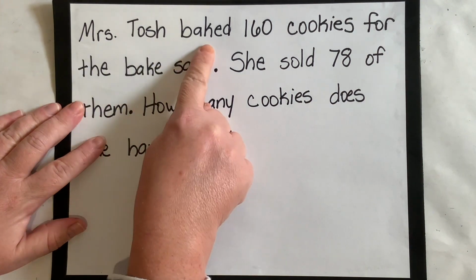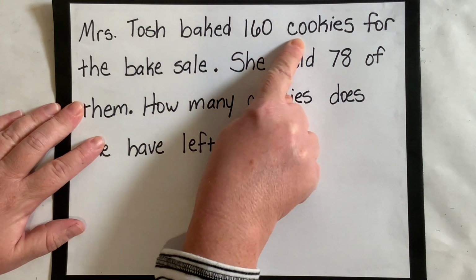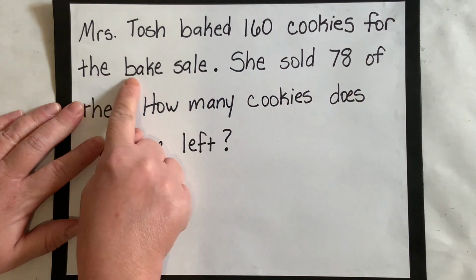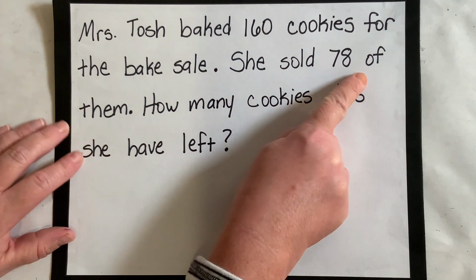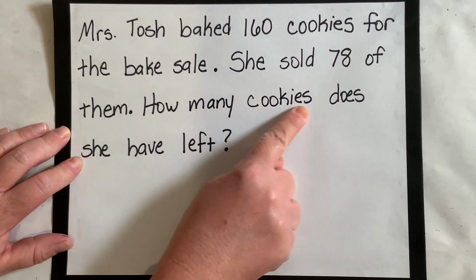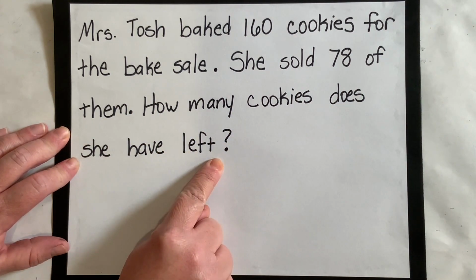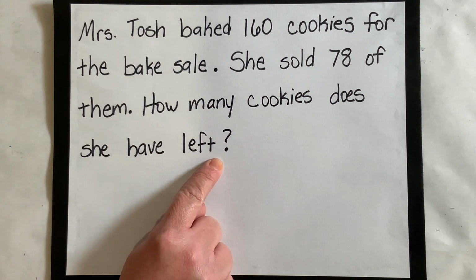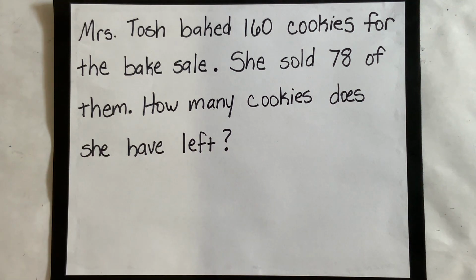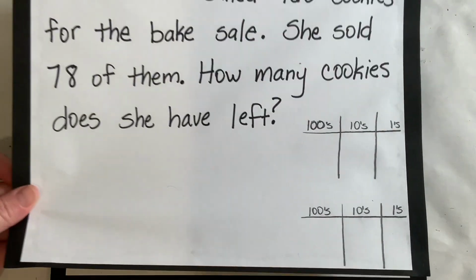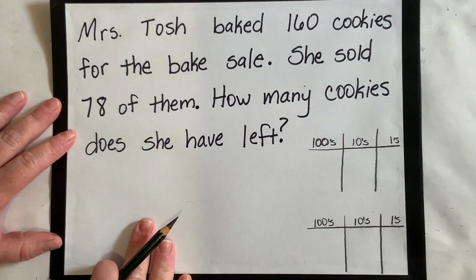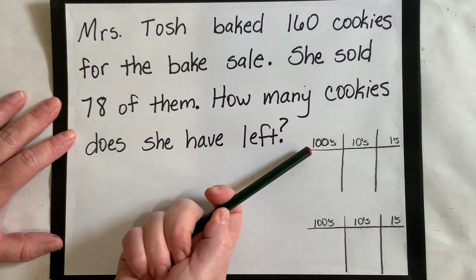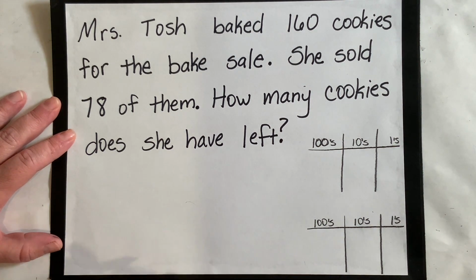Mrs. Tosh baked 160 cookies for the bake sale. She sold 78 of them. How many cookies does she have left? So the first thing I like to do is just underline the important information. And look at what I have here. I decided to go ahead and put 2 place value charts, and you'll see why.